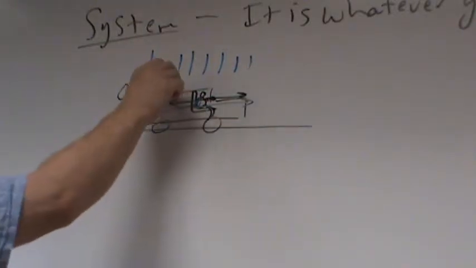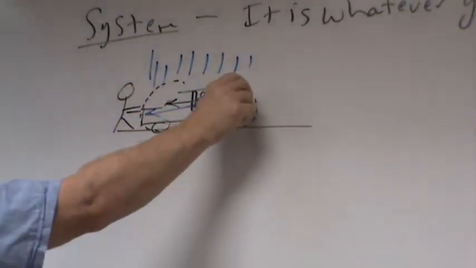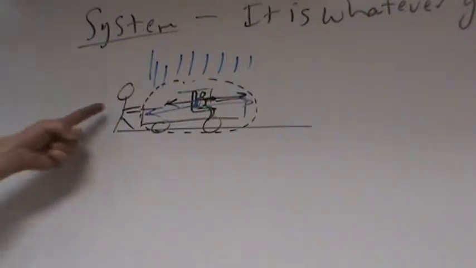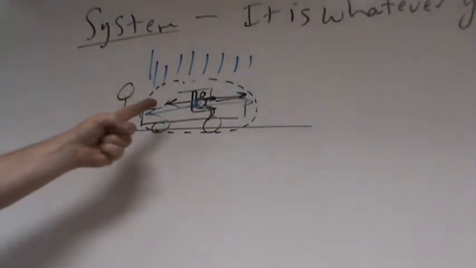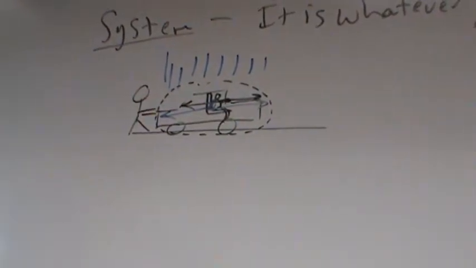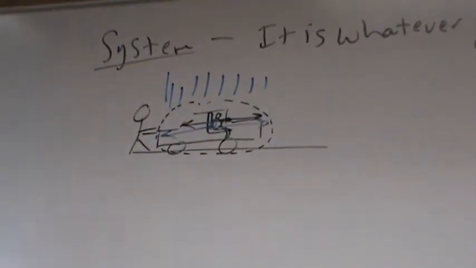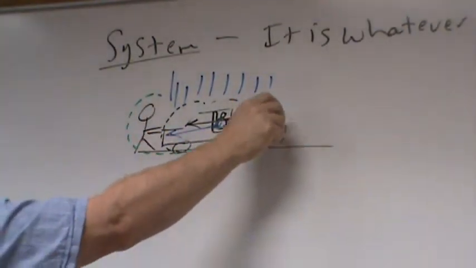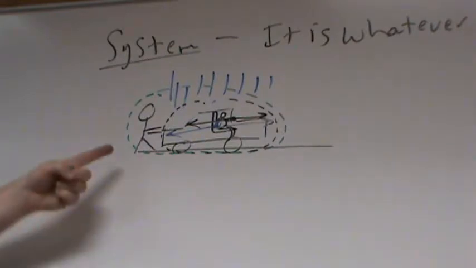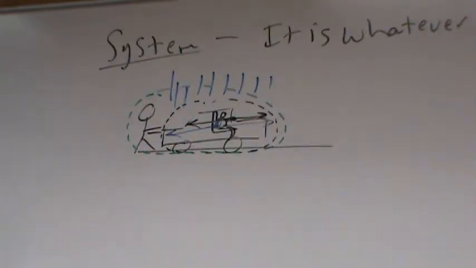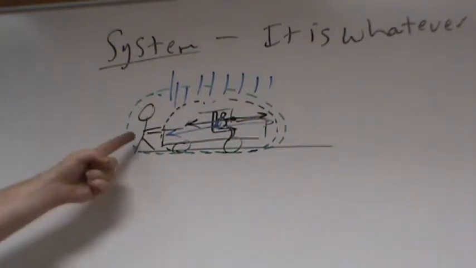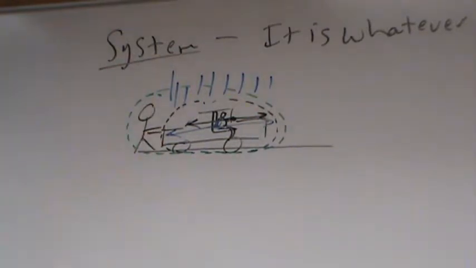So now, if the car is my system, who's providing the external force to accelerate that system? I am, right? I'm pushing on the system. I'm external to the system, and I'm able to exert a force to accelerate the system. But let me ask you this. What if I considered the system to be me in the car? The system is me in the car, because we're both accelerating. I'm moving with the car. Now, what's providing the force to accelerate this system? It's not me anymore, because I'm part of the system now.